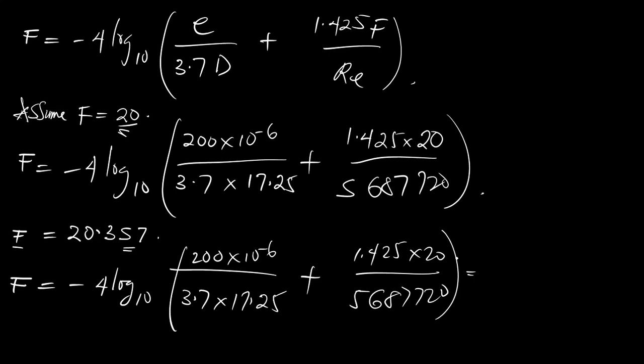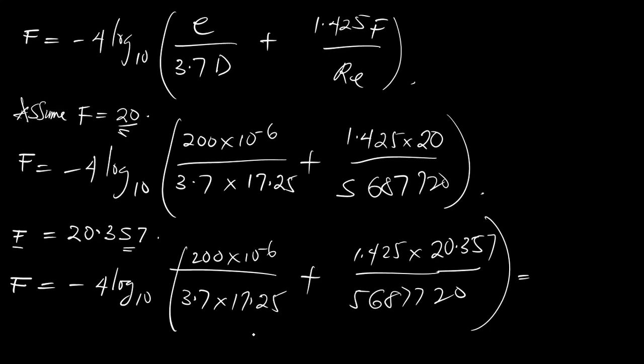So this will be equal to what? Now let's recalculate. Now this will not be 20. This will now be 20.357. Sorry, let me just erase this. So this is 20.357 divided by 5,687,720. So let's calculate the value of our f now.